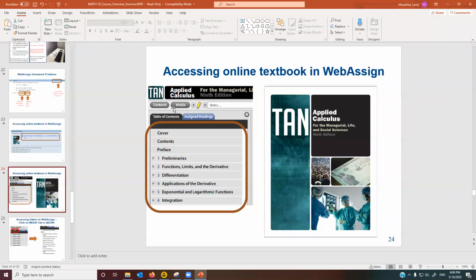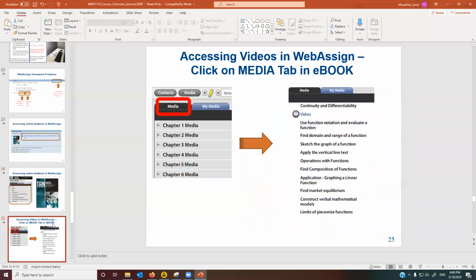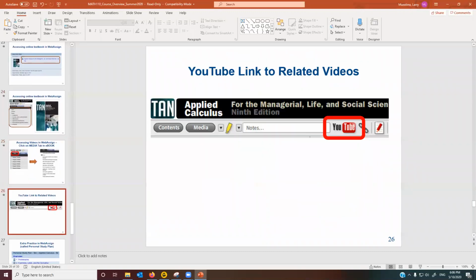When you click up here where it says Media, you can select Chapter 2 Media, Chapter 3 Media, and so on. And then each one of these is a video that you can watch that would be very helpful. They show worked out examples and explain the concepts in a very easy to understand way. So definitely please check out those videos.